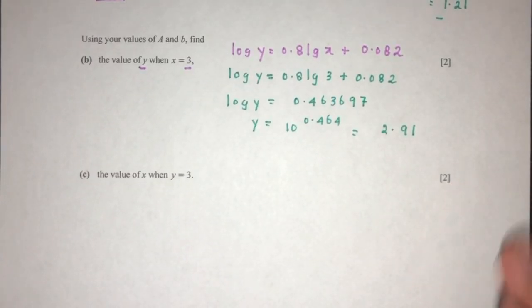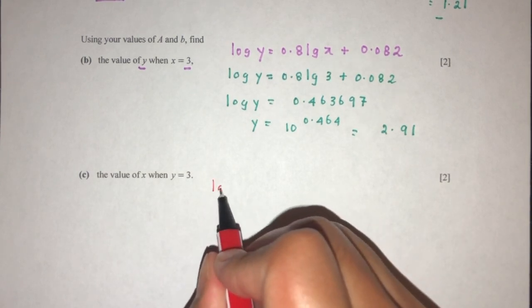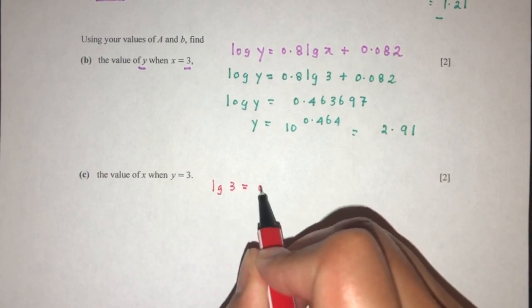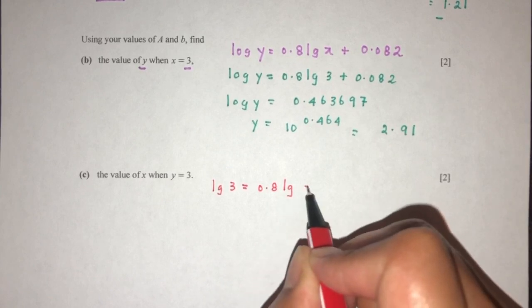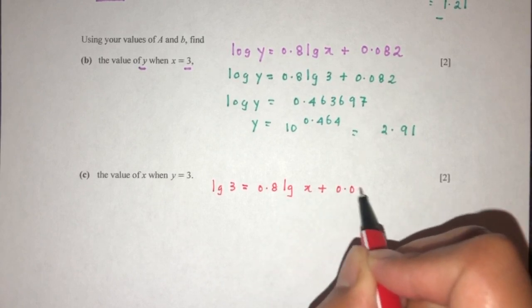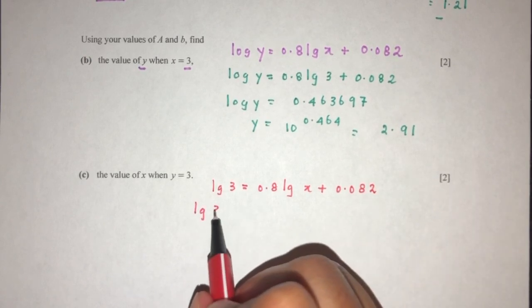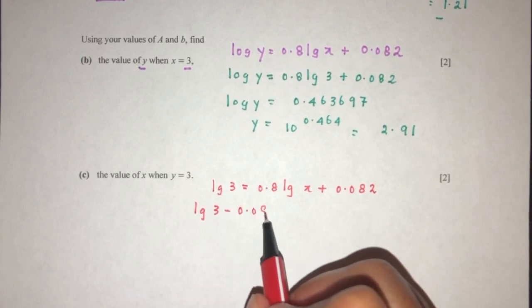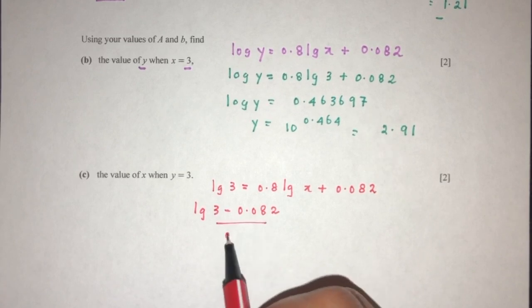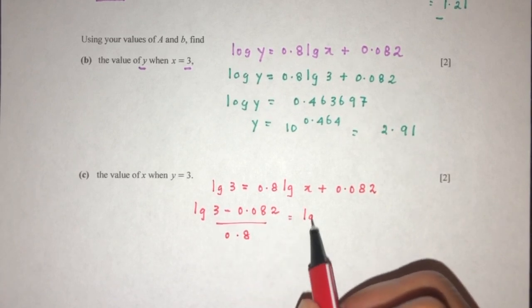Now we have to find the value of x when y is 3. So replace back in the same equation. Let's see what happens. So you will have log of 3. That will be 0.8 log of x plus 0.082. So send this over here. You will have log of 3 minus 0.082 divided by 0.8. That will be log of x.